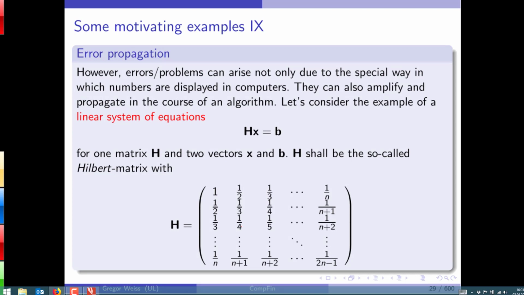And now H shall be what is called a Hilbert matrix. A Hilbert matrix, of dimension n, has this prescribed special structure. It starts with 1, 1/2, 1/3, 1/4, and so on. So the easiest Hilbert matrix looks like this.